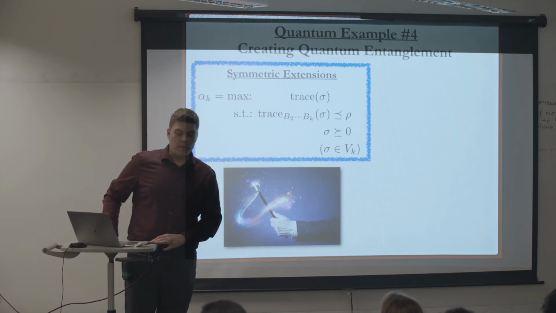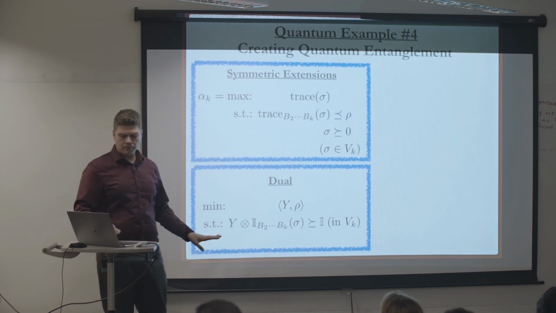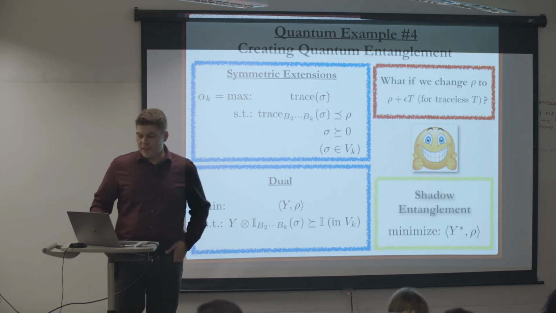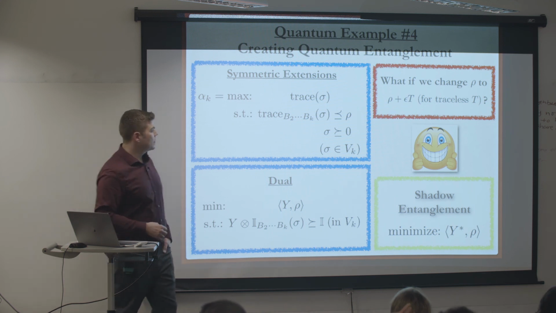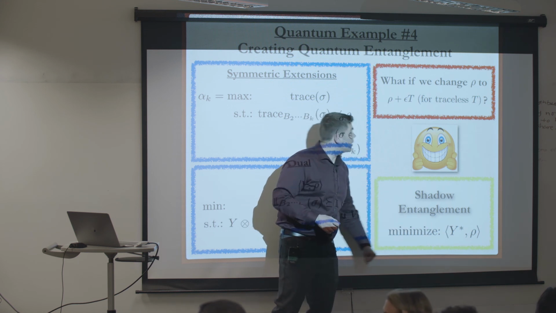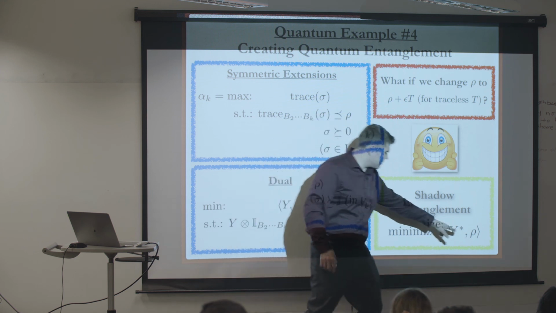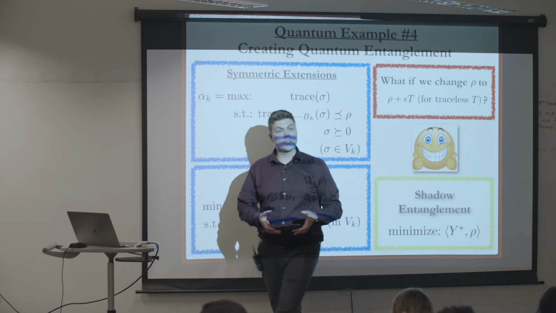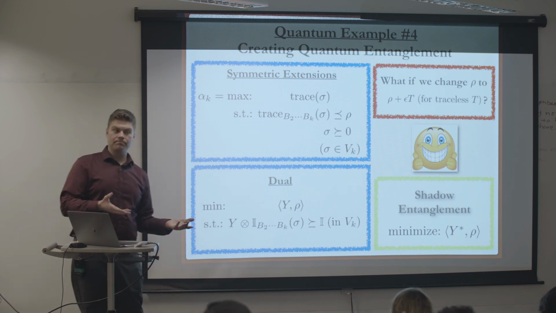So here's our sequence of optimization problems. Here's the dual. Some nice thing here. And now we can compute the shadow entanglement. So if you change it to rho plus t, one sec. Oh, there should be a t. I just realized that. But yeah, you have the dual solution, the inner product with that, and the direction you're moving is going to give you the shadow entanglement.